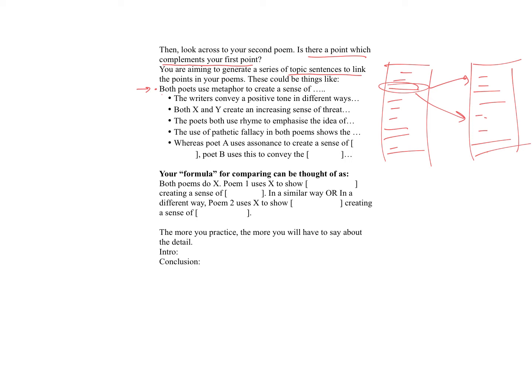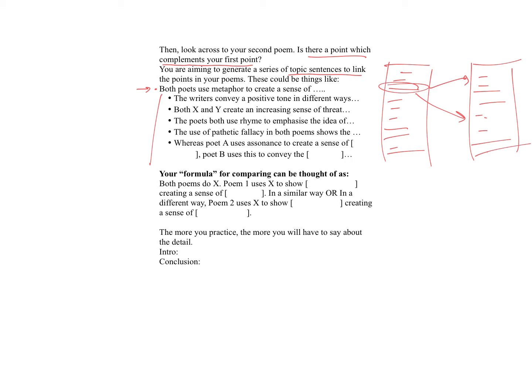I've given you some sentence starters here. The writers convey a positive tone in different ways. Then you go, poet A does, poet B does. Both X and Y create an increasing sense of threat through. The poets both use rhyme to emphasise the idea of. The use of pathetic fallacy in both poems shows that. Whereas poet A uses assonance to create a sense of blur, poet B uses this, assonance, to convey the blur.